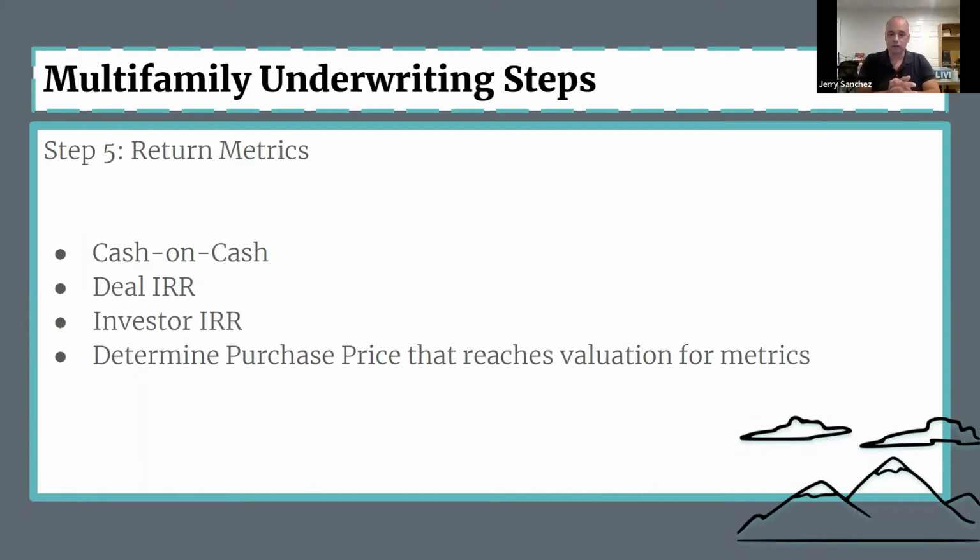Typically, if you're working on a syndication, your investors have particular return metrics that they're looking for, a certain cash on cash, deal IRR or investor IRR. How you determine whether or not a deal works is typically backing into these numbers and then using a price that will work. So this was a quick, easy demonstration for everyone in terms of the underwriting.